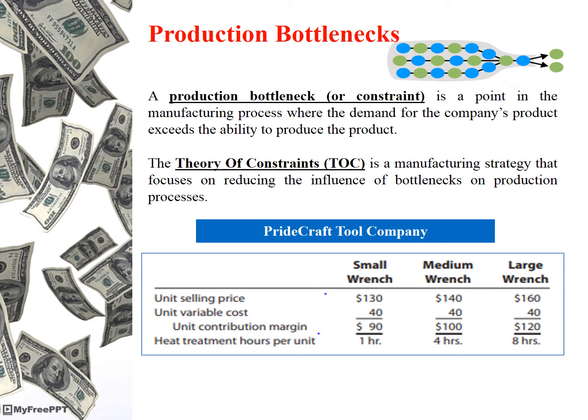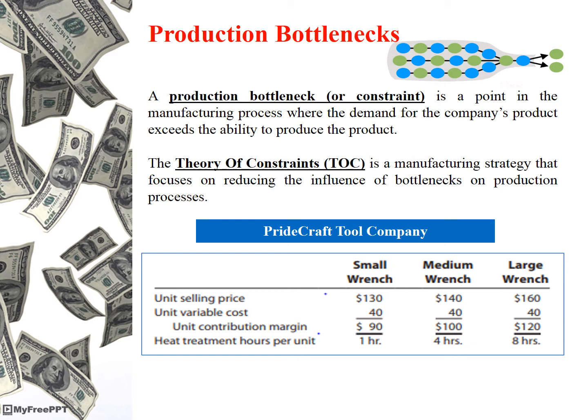Heat treatment hours per unit for a small wrench is 1 hour, for the medium wrench 4 hours, and for the large wrench 8 hours. The total contribution margin per wrench is $90 for a small wrench, $100 for a medium wrench, and $120 for the large wrench. The large wrench appears to be the most profitable product because its unit contribution margin of $120 is the greatest.